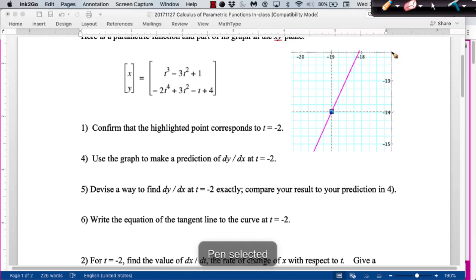Again, this is the point, -17, -12, right here. So now, again, dy/dx. Okay, a couple of minutes, work on these.